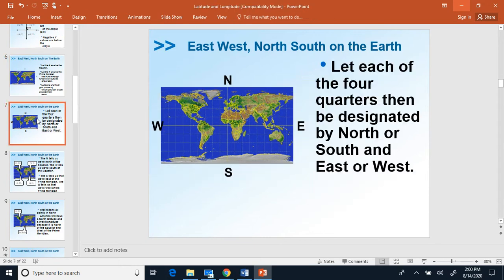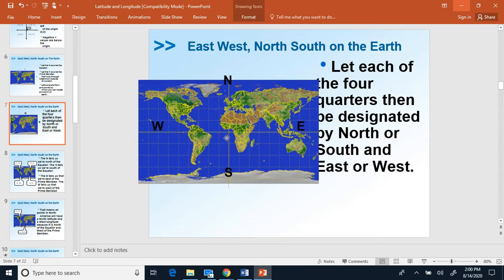All right. So now that we have that established, the world is divided into 4 parts. We have a part here, here, here, and here. This is north, east. So this is northeast. This is southeast. This is southwest. And then this is northwest. So we always say north or south first, then east or west.